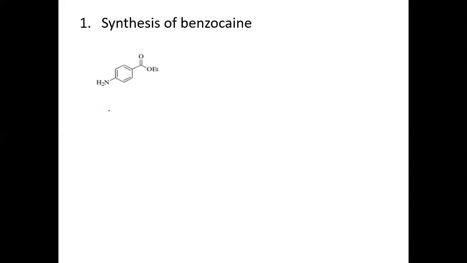First synthesis you write is synthesis of benzocaine. This is the name of the molecule, benzocaine. Like this, they have mentioned 7 molecules that we have to synthesize. You know that the first thing we'll do is disconnection. We'll do the disconnection of this benzocaine first.